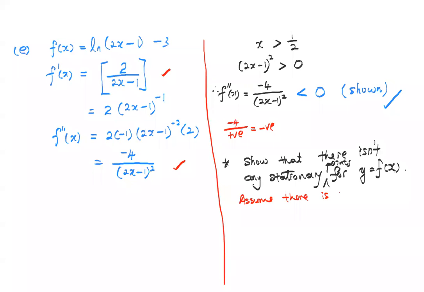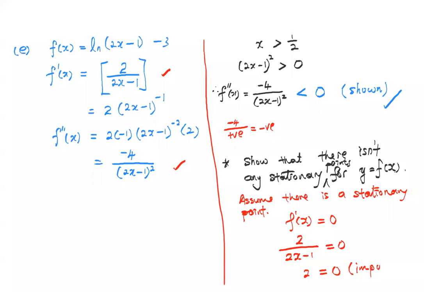So if I assume there is a stationary point, what should I do? Yes, I put f prime x equal to 0. You make an assumption, so now I put my f prime x equal to 0. My f prime x is 2 over (2x minus 1) equal to 0. So 2 equals 0. Impossible. You assume there is and you can't find a solution. So that is how you show.